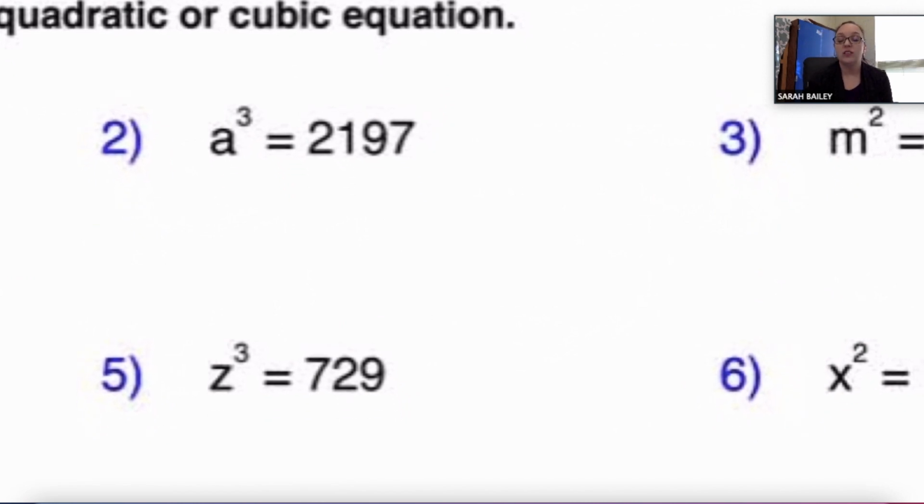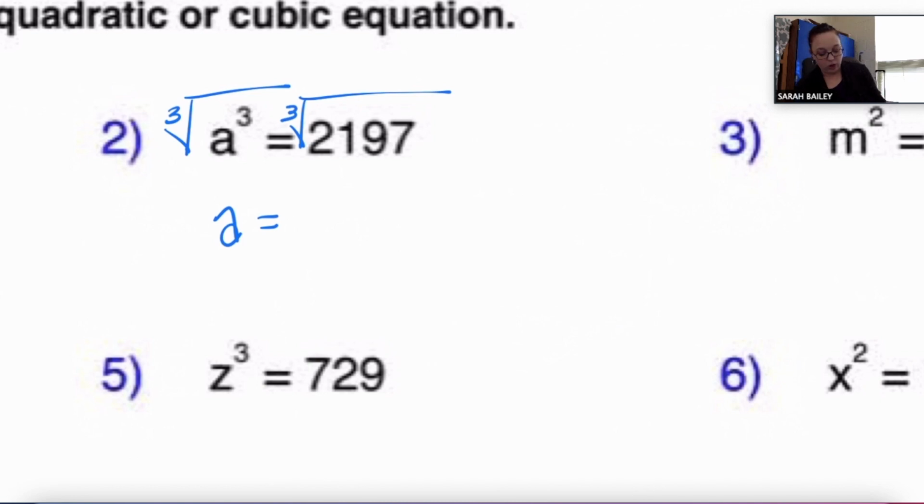Okay, so let's look at number 2. A cubed is equal to 2,197. So I confess I don't know what that is. So I'm going to do the cubed root of both sides. The cubed root of a cubed is a. And now I'm going to find the cubed root of 2,197. Now you can't see my calculator, but I am typing in the cubed root symbol on Desmos. And I get that the cubed root of 2,197 is 13. So a is going to be 13.